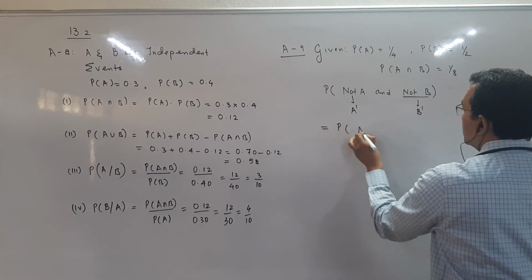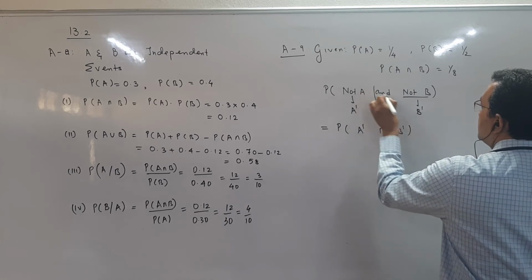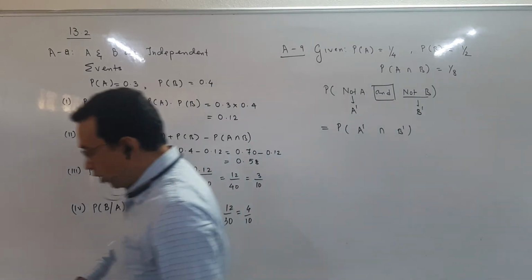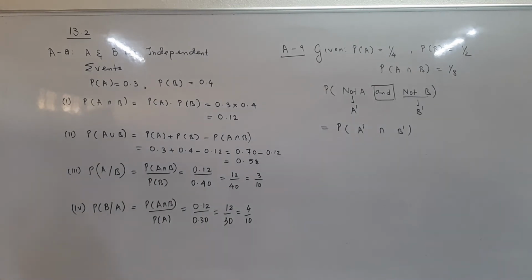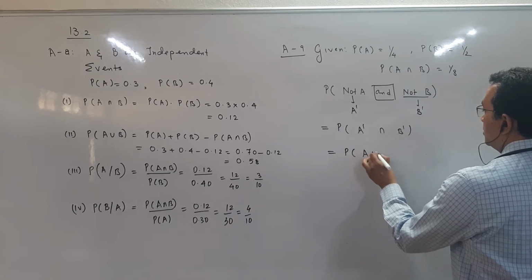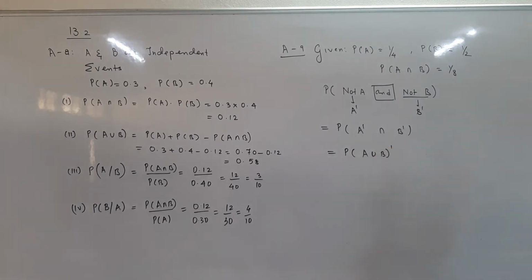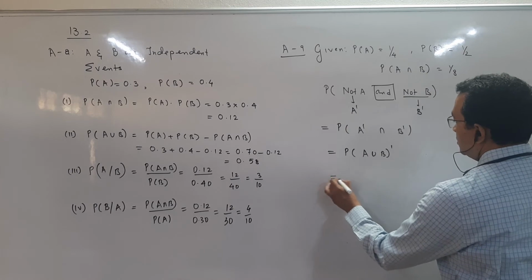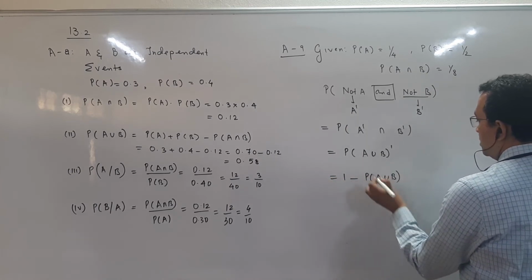So this is symbolically written as A dash intersection B dash. And students, and means intersection, or means union. This all of us know. Now, students, what is the next part? In the list of formulas, as I told on the very first day, we have written this: P of A dash intersection B dash is equal to P of A union B the whole dash. And students, this is equal to 1 minus P of A union B.